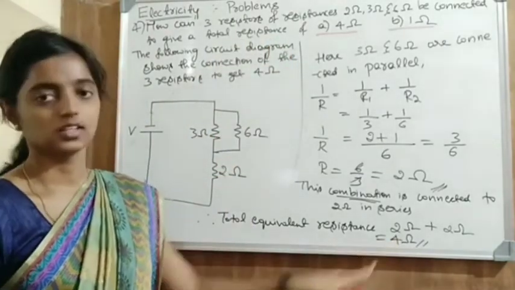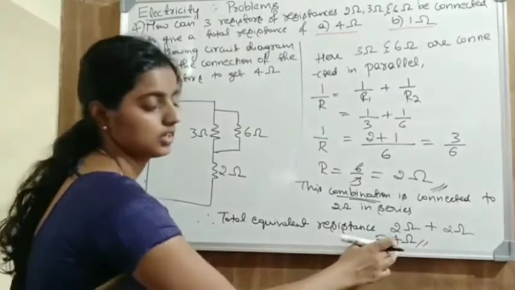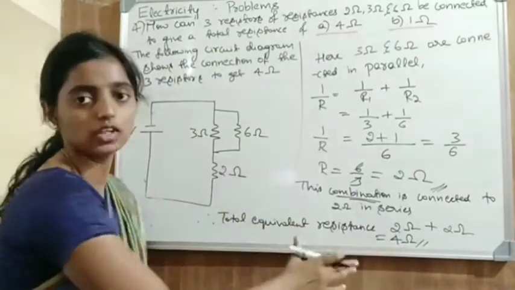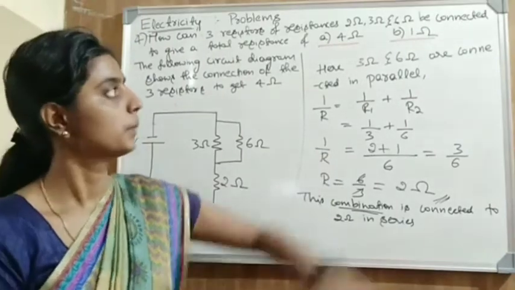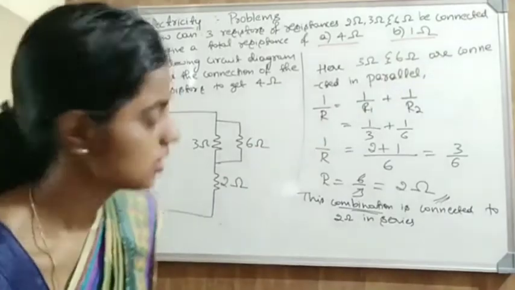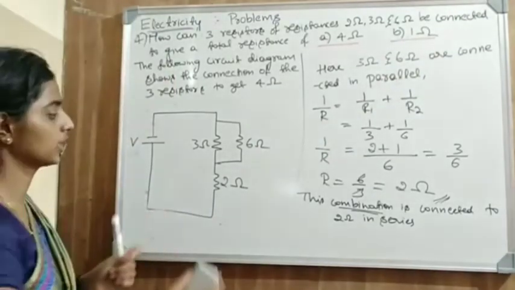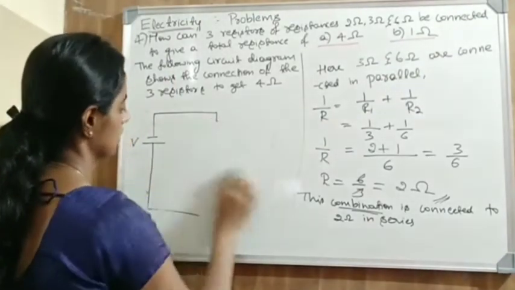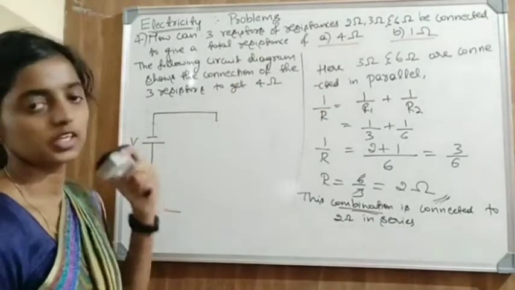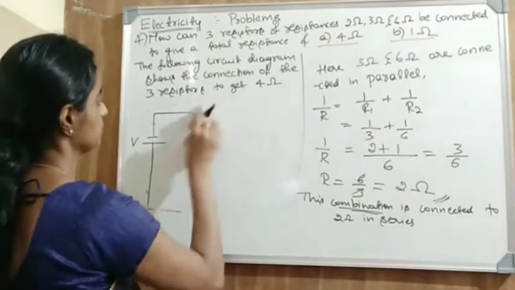It is easy, right? So to get this answer, we need to build a circuit and find out the answer. Next one is B. We need to get the answer as 1 ohm. So we need to alter the circuit diagram. Here again we will connect the resistances in parallel.